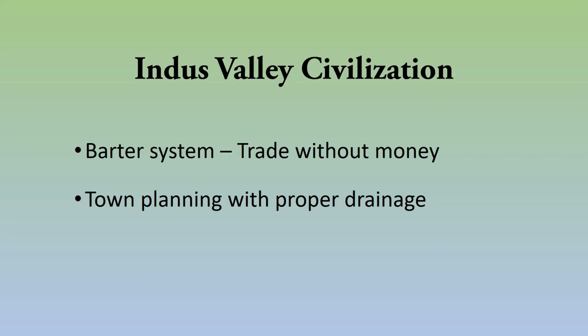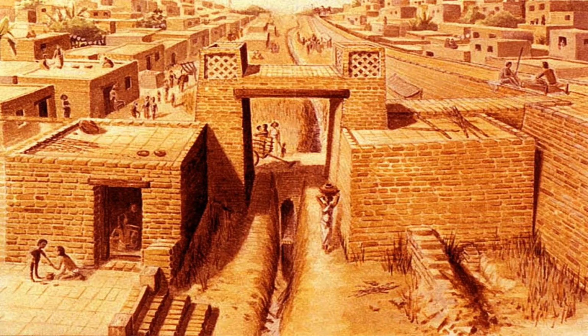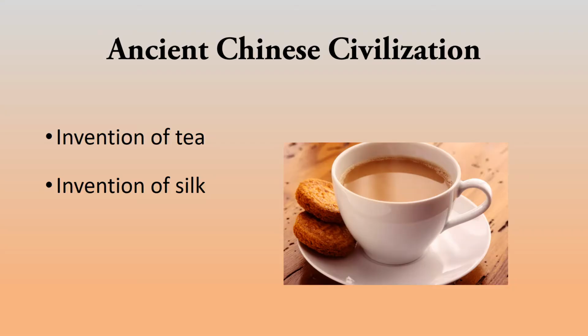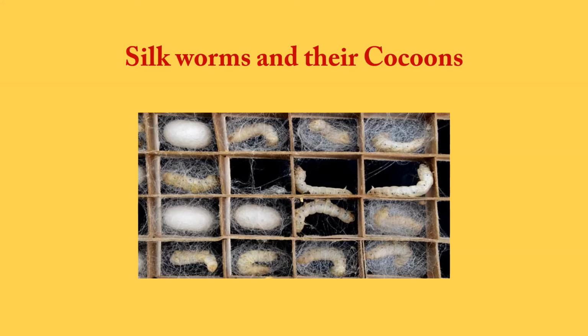Moving on, we have Indus Valley civilization. Rather than money, they followed the barter system. That is, they bought and sold goods by exchanging what they had. For example, buying copper utensils by giving a sack of rice. Also, their towns had a proper drainage system. It is believed that tea was invented by ancient Chinese people. Similarly, silk is also their valid contribution.